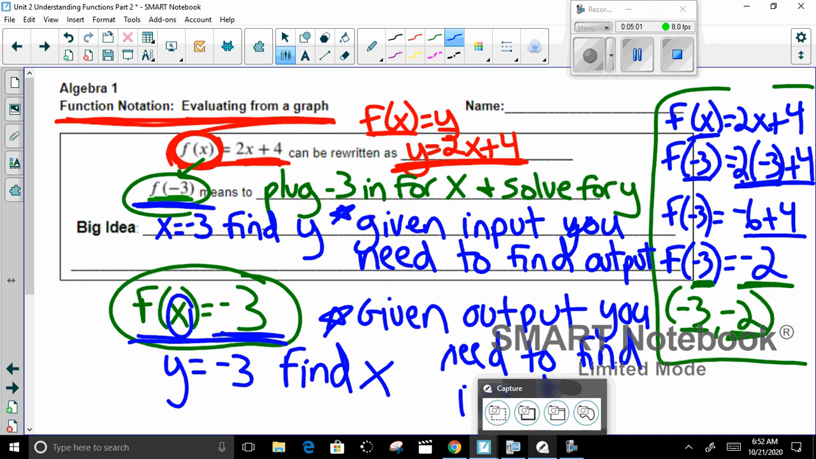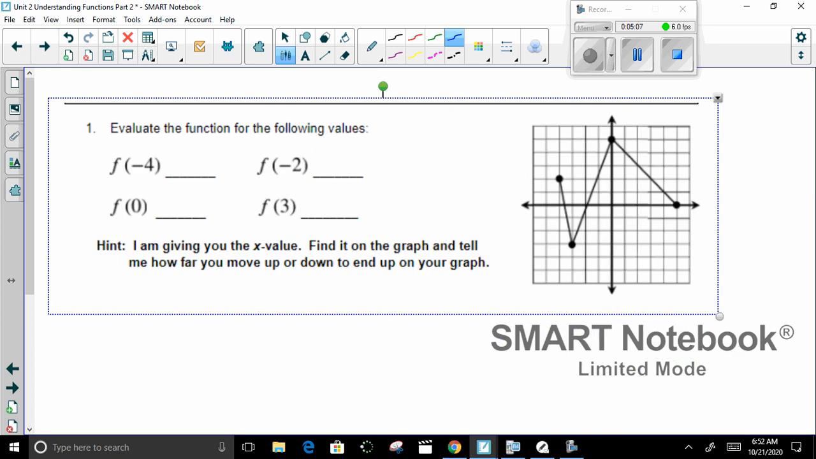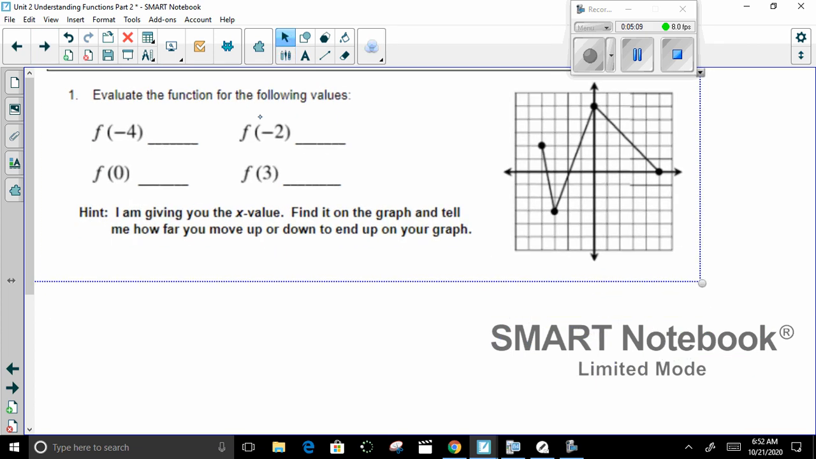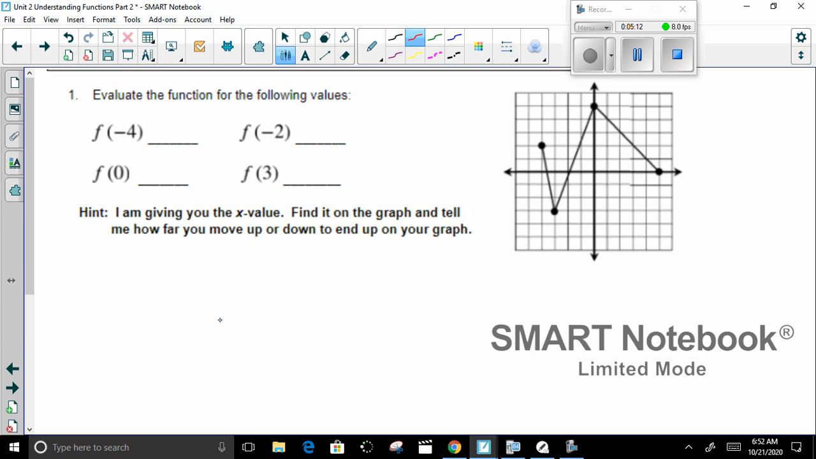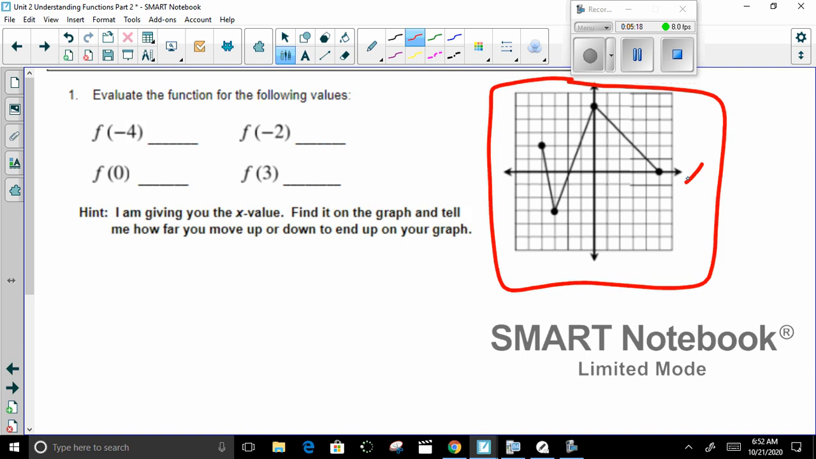We talked about it yesterday, and we're going to do a little bit more. So let's go ahead and see what we got here. All right, so we want to evaluate the function for the following values. So here is my function. Here is my graph. Remember, this is your x-axis, this is your y-axis. Your x is horizontal, your y is vertical.